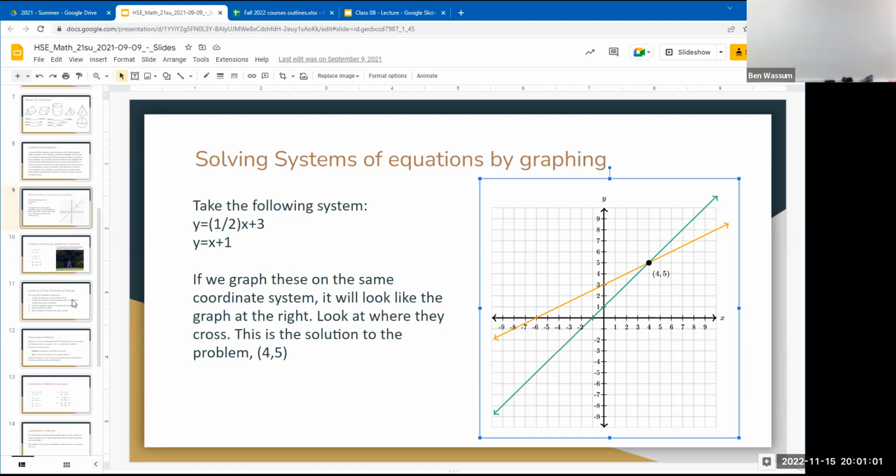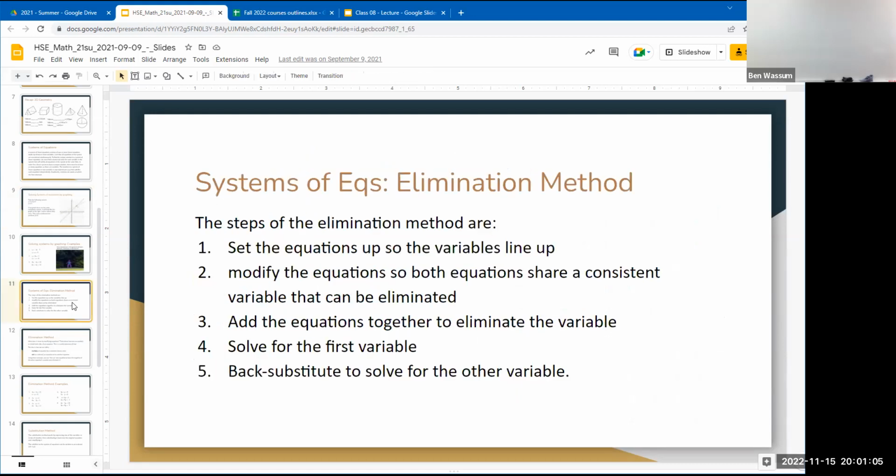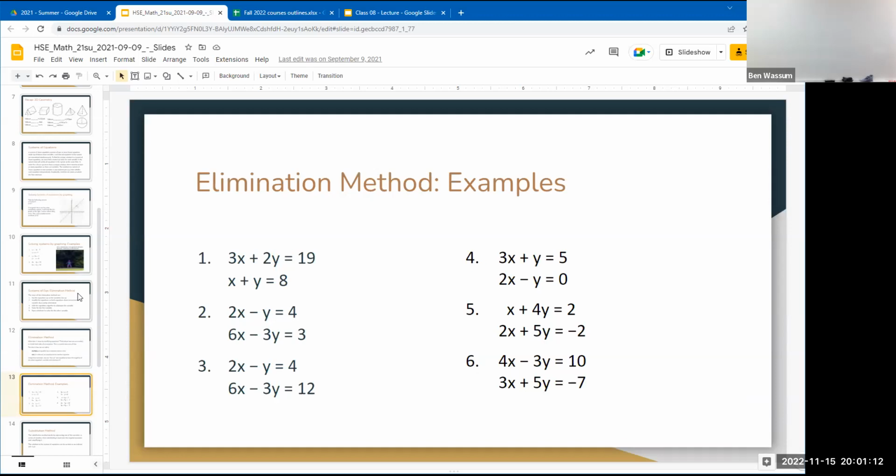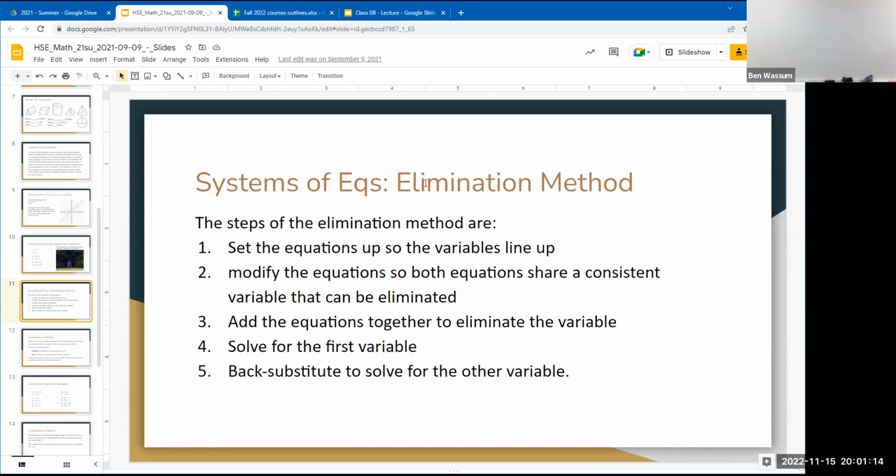So there's actually a couple of different methods for solving systems of equations. Do I really? Damn, I was bad at this. Okay, well, at least I have something to work off of, right? Yep.